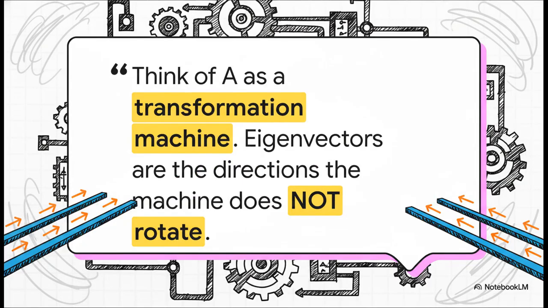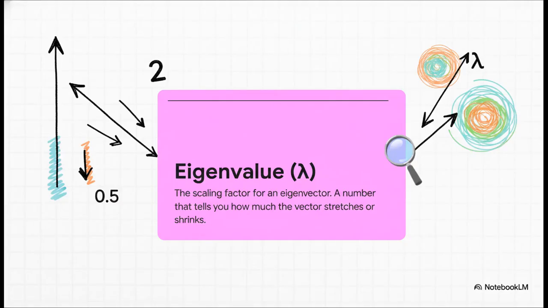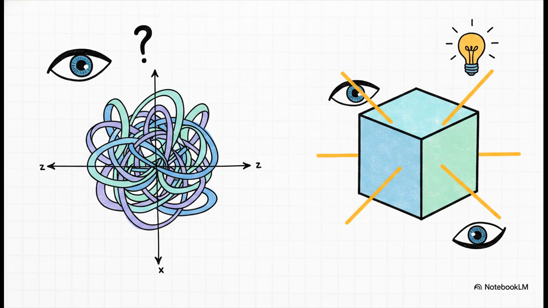I love this way of thinking about it. Picture the matrix as this machine that's twisting and transforming space. The eigenvectors are like the fixed rails of that machine. They are the directions where all the twisting and turning goes away, and all you get is a simple scaling. And that scaling factor, it has a name too, the eigenvalue. It's usually written as the Greek letter lambda. So if an eigenvalue is 2, its eigenvector gets doubled in length. If it's 0.5, it gets cut in half. It's just a single number that tells you exactly how much of a stretch or shrink happens along that magic direction.